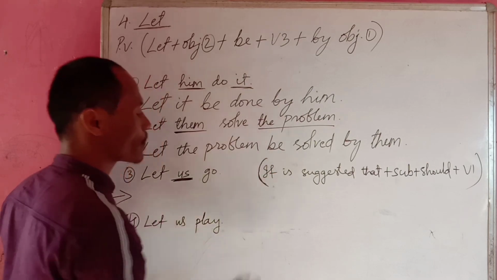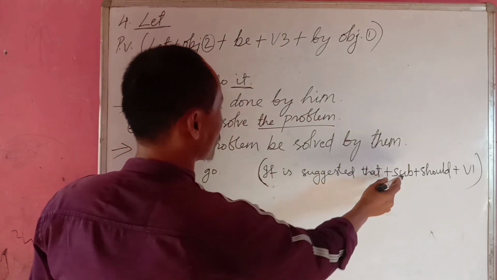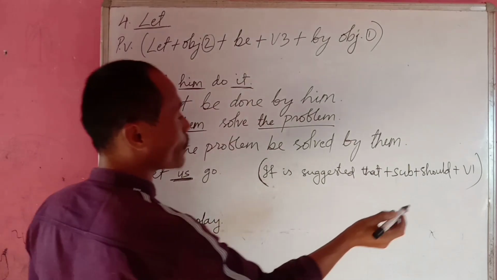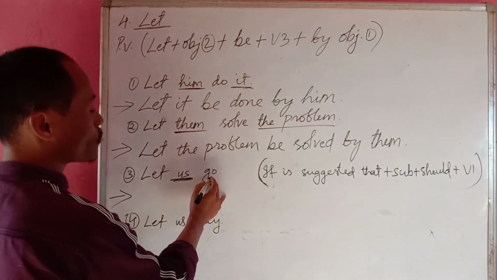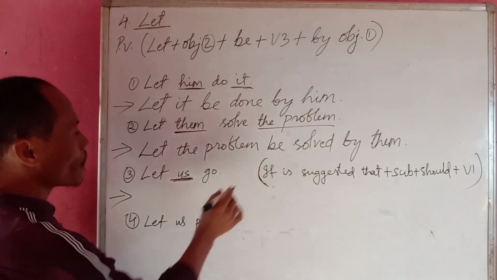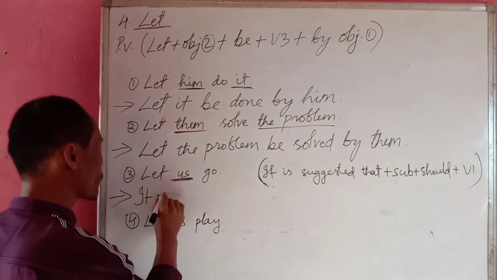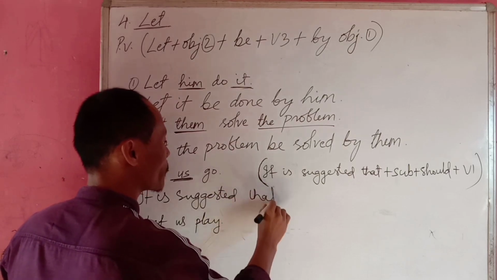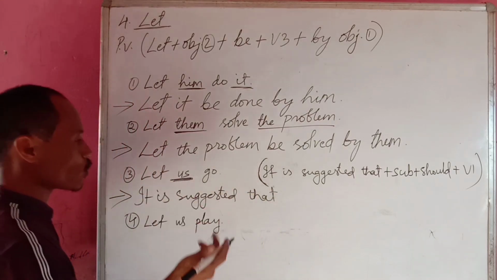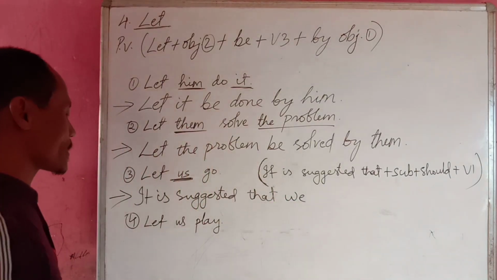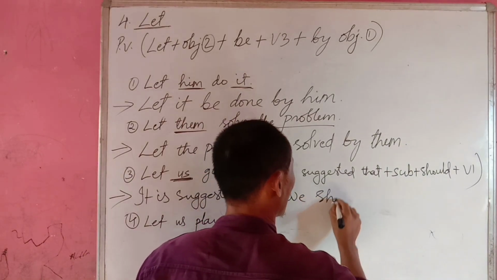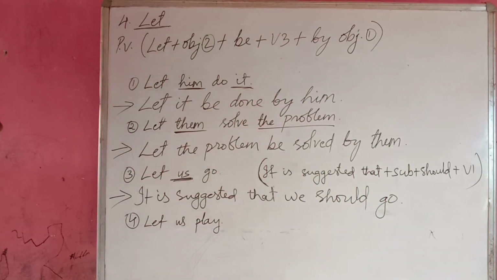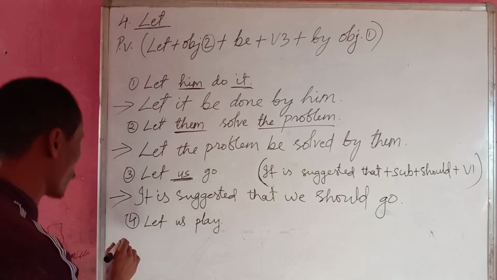This is the formula. It is suggested that subject, that means this pronoun we have to change into nominative case. Us will change into we. After that, we have to put should, and the verb will come as it is. First form of the verb, that is go, will be go only. So as per this formula, we can change like this. It is suggested that, and this pronoun us will change into nominative case, so it will be we. It is suggested that we, and we will use this should, we should, and go, first form of the verb. It is already in the first form of the verb. We should go. It is suggested that we should go.